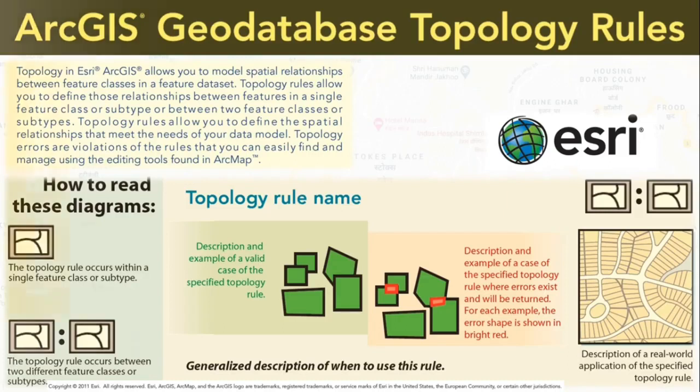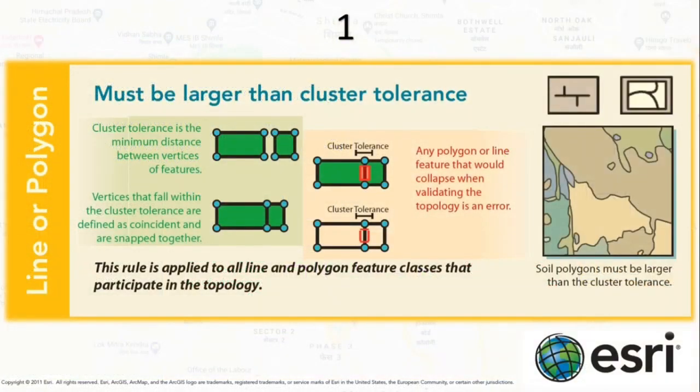The first rule is must be larger than cluster tolerance. This rule requires that a feature does not collapse during a validate process. This rule is mandatory for a topology and applies to all line and polygon feature classes. In instance where this rule is violated, the original geometry is left unchanged.